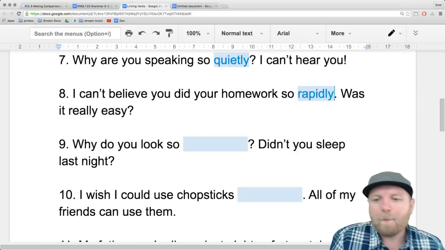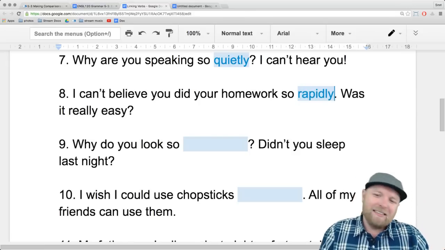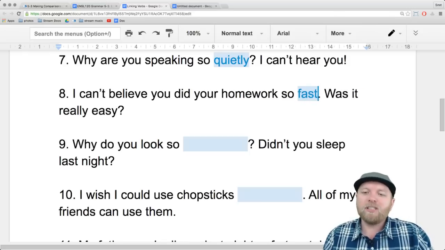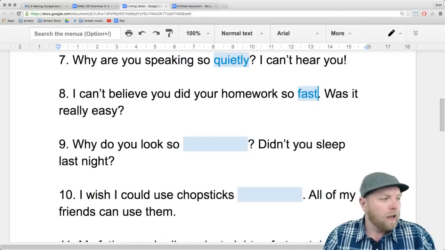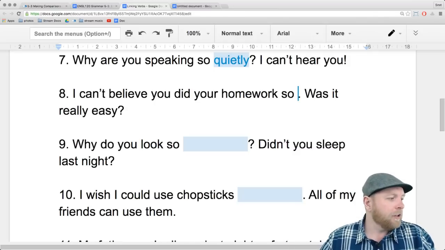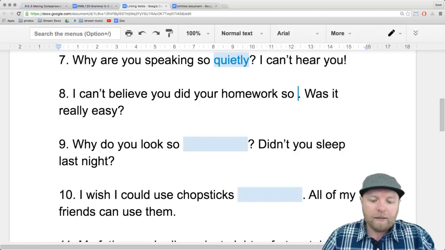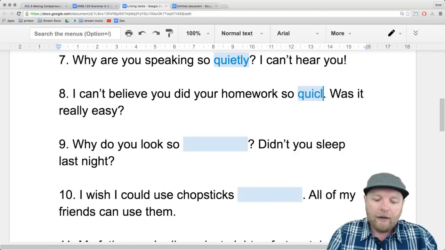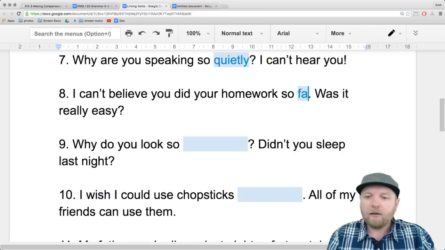Yeah, probably it's more common just to say fast, right, John? But I know you're trying to use higher level vocabulary, and I appreciated it. Quickly, Quran, yeah, quickly, or fast, okay.